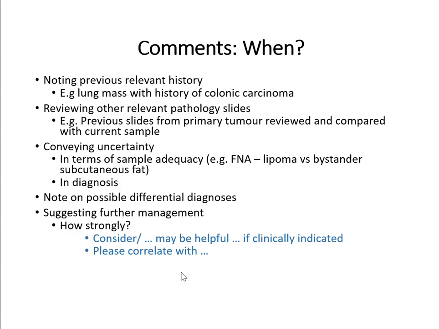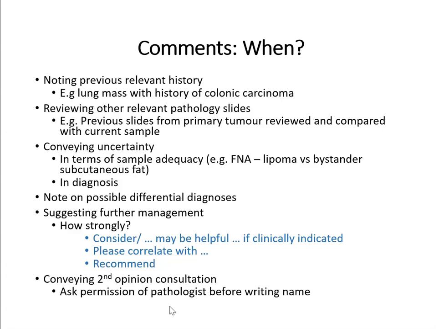And we can also ask them to correlate with relevant clinical or imaging findings. If we feel very strongly that a certain course of management is required, then we can just say outright that we recommend this. For example, if there is a salivary gland tumor that is of uncertain malignant potential, we can recommend excision. And of course, we can also include the second opinion consultation results in our comments. And if you want to name a specific pathologist, it is important to ask permission from the pathologist beforehand, before writing his or her name in your report.